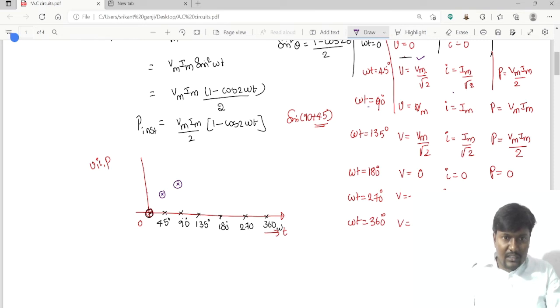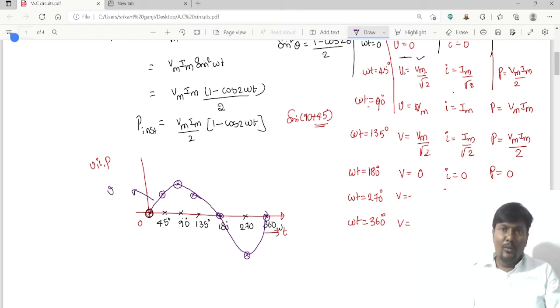At 135 it is V max by root 2. At 180 it will be 0. At 270 it is negative maximum. At 360 it will be 0. By adding all these points, I got the sinusoidal waveform. So this is the voltage waveform.